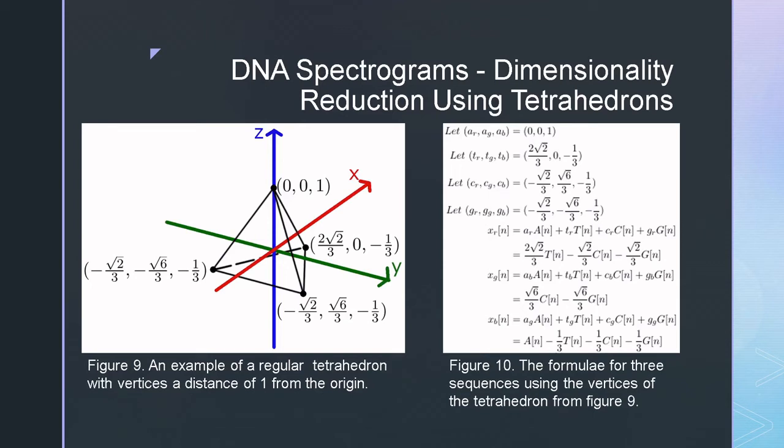Imagine a regular tetrahedron centered at the origin, with each of the four bases assigned to one of the vertices of the tetrahedron. Each of the vertices is a distance of 1 from the origin. Three numerical sequences, XR, XG, and XB, can be defined using the A, T, C, and G sequences using coefficients taken from the tetrahedron's vertex coordinates. A discrete Fourier transformation would show that the frequency domain spectra of the A, T, C, and G sequences and the XR, XG, and XB sequences are the same, so no information is lost by this dimensionality reduction.